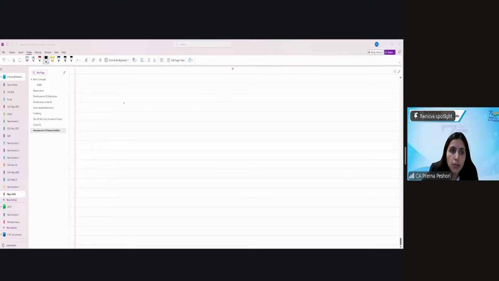Taxability of the income of HUF. Ma'am, interest or remuneration to the members is disallowed for AOP and BOI, right? Since it is taxed in the AOP or BOI, will it not be taxed in the hands of the members, like in partnership?